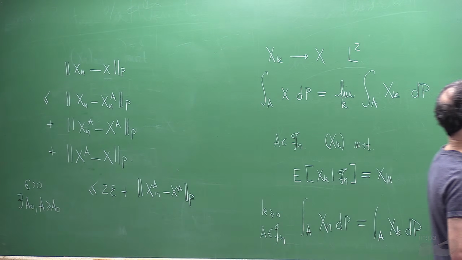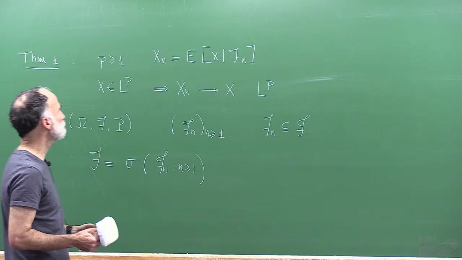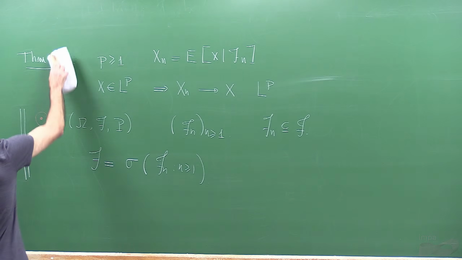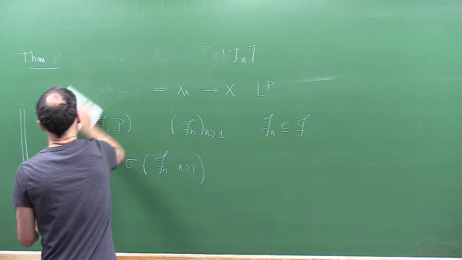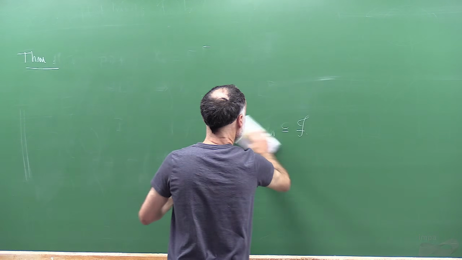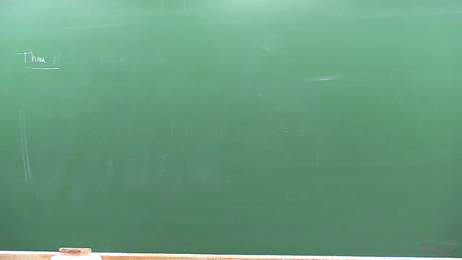So these variables, this type of martingale, for any p larger or equal than 1, you have a strong convergence. You converge in LP. Fine. Okay. So a natural question is when this is true.